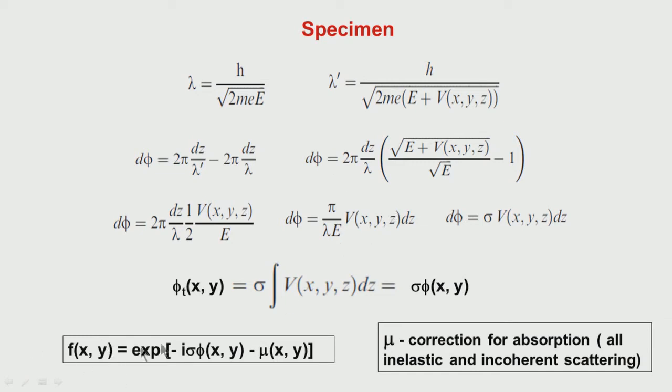So, f x y essentially becomes exponential, since it is a phase which is introduced, minus I into this factor, and then this term, as I mentioned, is the absorption which is responsible for it. So, now the specimen is represented as a phase object. This is called the phase object approximation, this is how the specimen itself is represented, and this phi is nothing but a projected potential, and we consider the effect of this projected potential on the phase shift it introduces as the beam passes through.